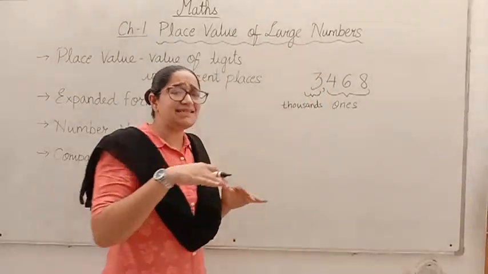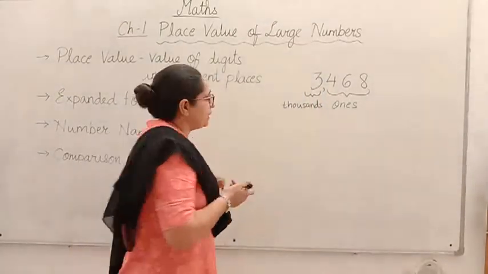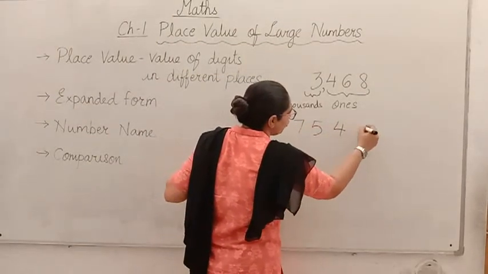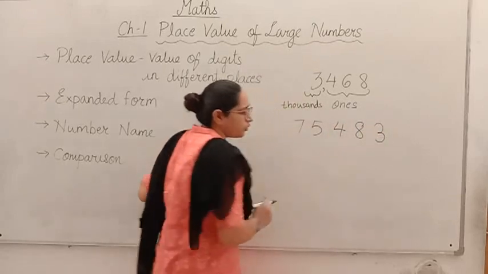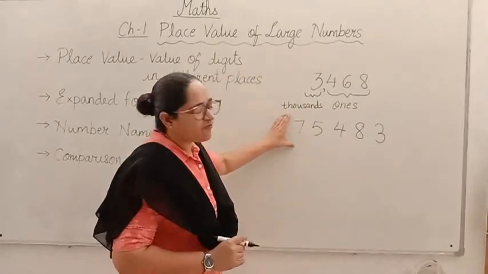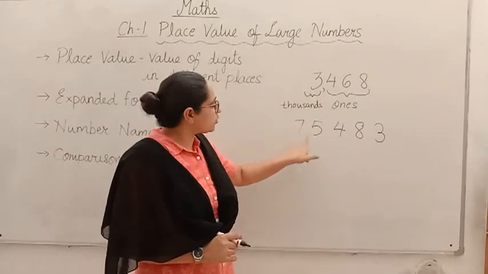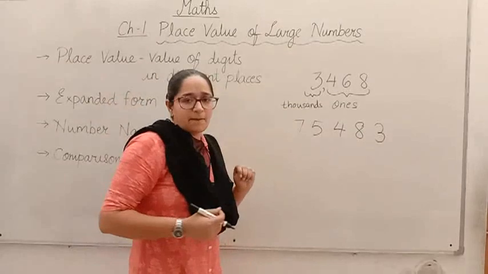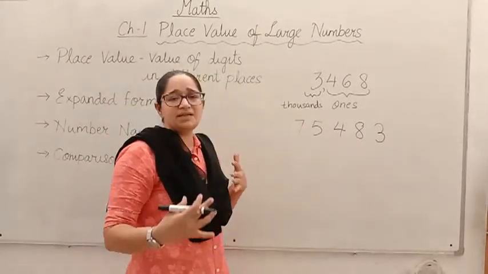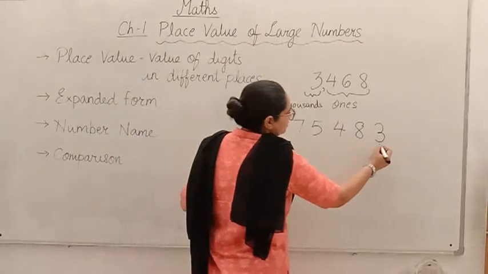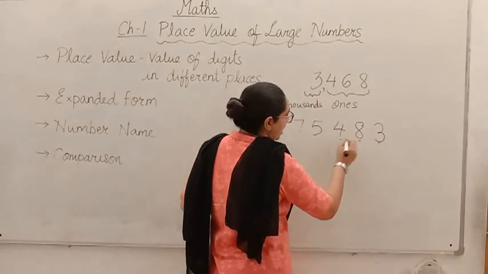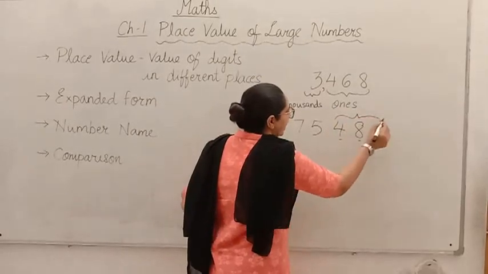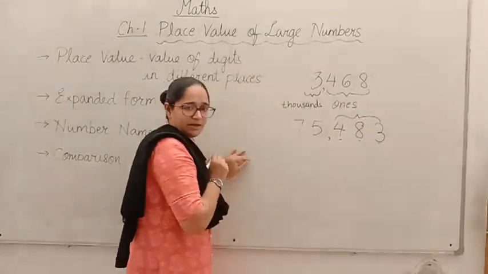Now let's consider a 5-digit number here. I take a number 7, 5, 4, 8, 3. Okay. So this is my 5-digit number. There are 5 digits. 1, 2, 3, 4, 5. So 5 digits in my number. Hence this is a 5-digit number. Now how do I read this number? This is my ones place, tens place, hundreds place. This belongs to my ones group. And so I put a comma after it.